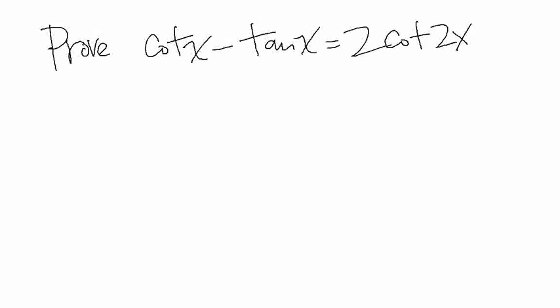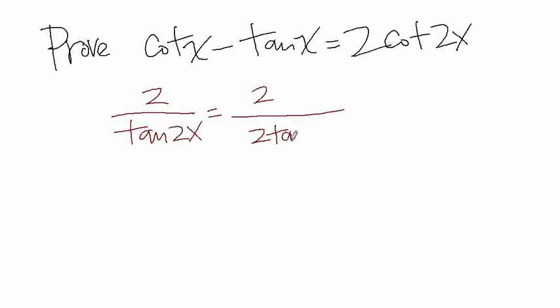Alright, so I'll go ahead and work it out as well. This time I'm going to play with the right side. So 2 times the cotangent of 2x, that's equivalent to 2 divided by the tangent of 2x. And the tangent of 2x, I can use the double angle identity to replace that with 2 times the tangent of x over 1 minus tangent squared of x. And let's see, so now the 2's cancel, and let me move the 1 minus tangent squared of x to the numerator.